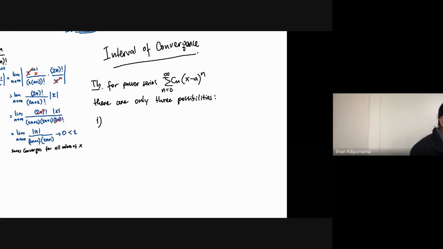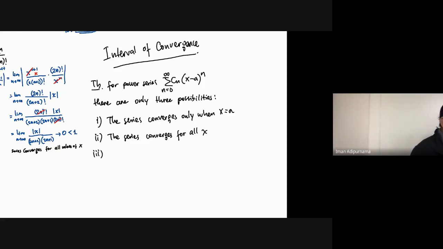The first one, the series converges only when x equals a. Number two, the series converges for all x.